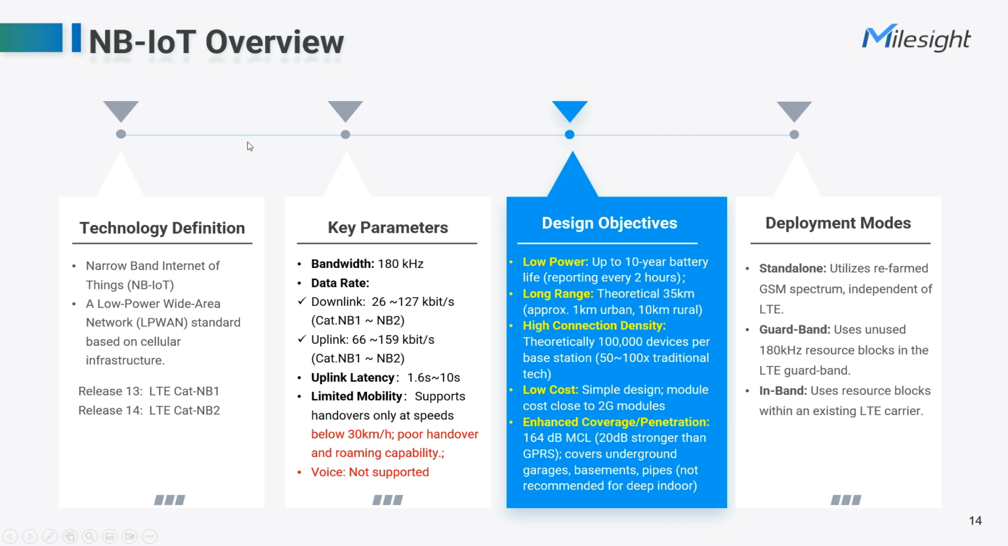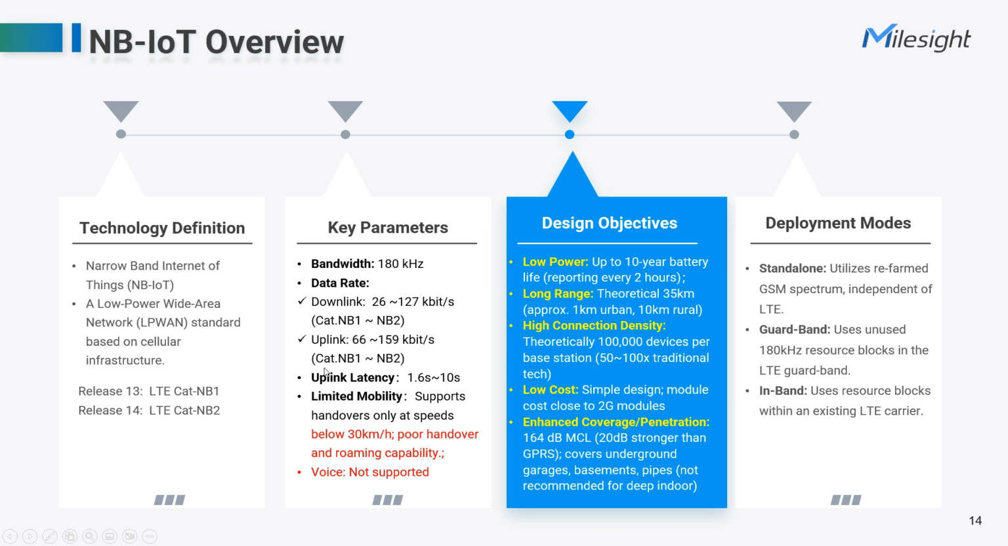What is NB-IoT? It stands for Narrowband Internet of Things. In simple terms, it's a cellular-based, low-power, wide-area network standard, a type of LPWAN technology. It was defined by 3GPP in their releases 13 and 14, with each release supporting different upload and download speeds.